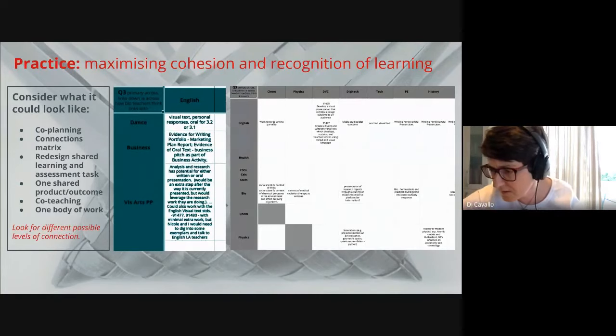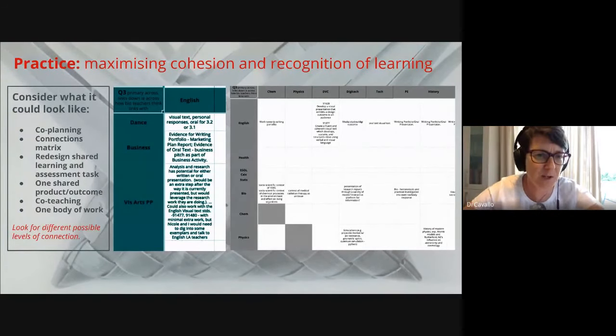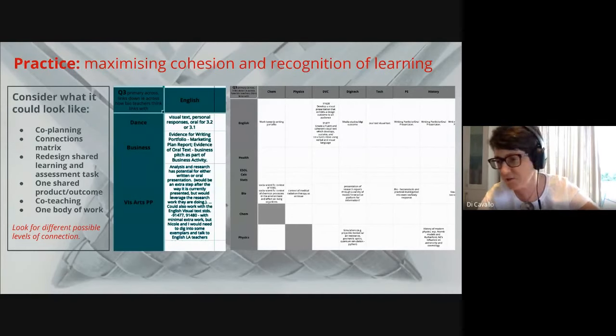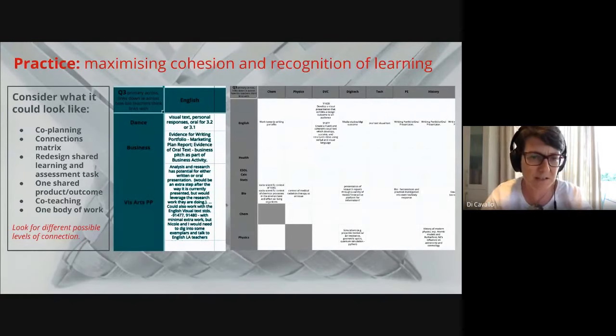I think bio to chemistry. So the one that I've made big so you can read it, the dance teacher with English, so you've got two screenshots on there, the slightly bigger one that you can probably read and the other one you need glasses for. The business teacher is saying, I think we could link to evidence for writing portfolio because we write marketing plans, we do evidence for oral text because we do a business pitch.